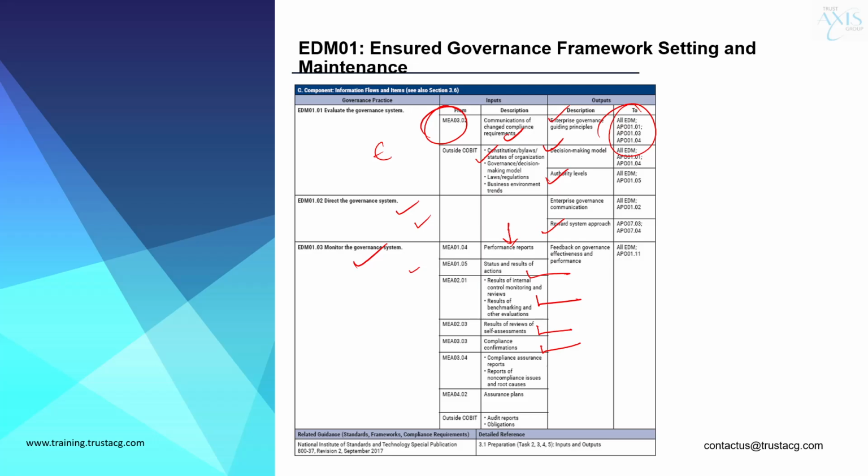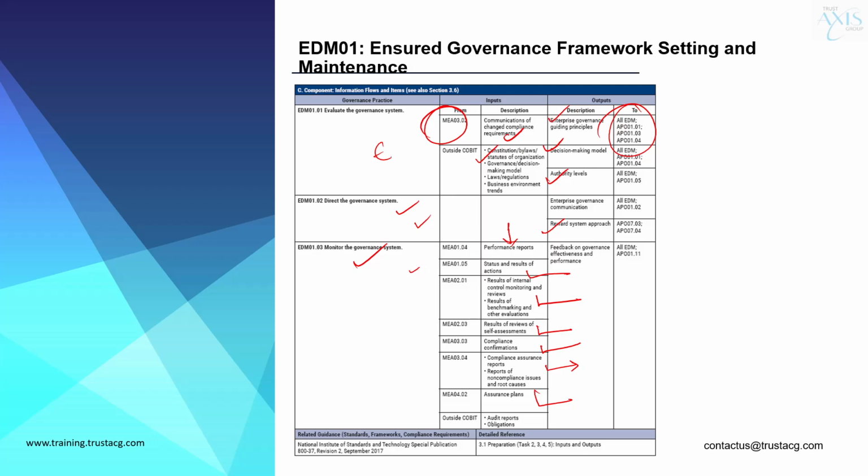You will also need compliance assurance reports, including non-compliance findings. The root cause analysis and the suggested recommendations could also be curated, and any external sources like audit reports and obligations can also contribute third-party assurance and validation. So the main output from this process is essentially the feedback on governance effectiveness and performance.